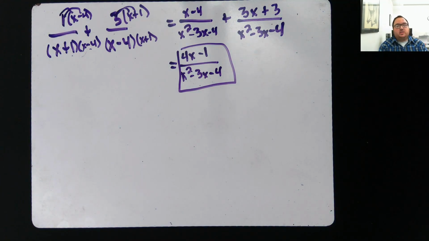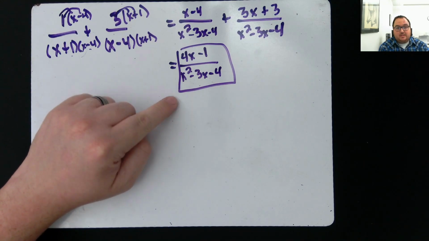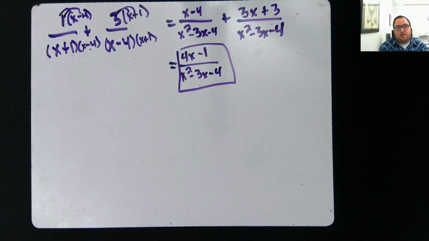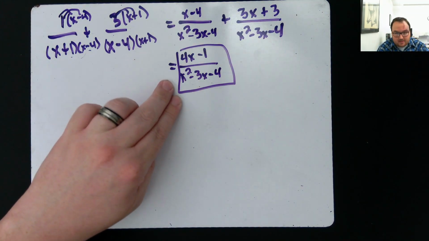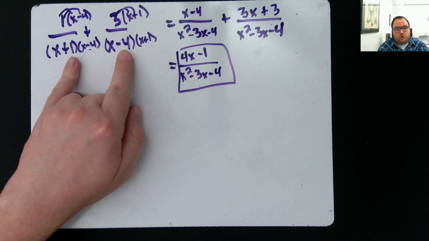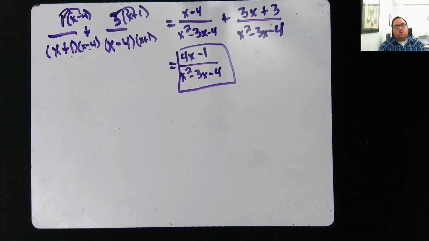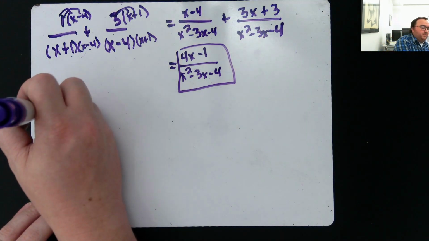What partial fraction decomposition does is take something like this and break it up into 2. That's what I want to learn here: how do I go from this back to having 2 terms? That's what I want to do. Here's how I'm going to do it.